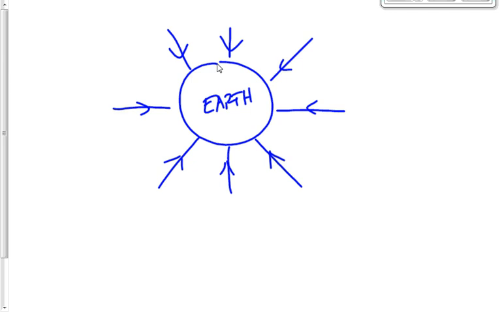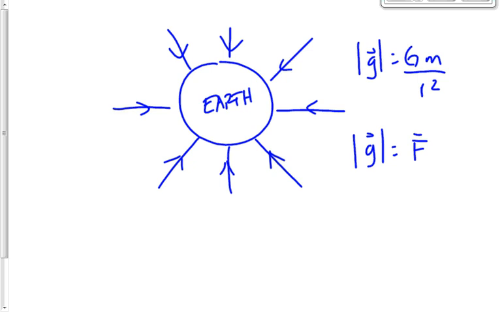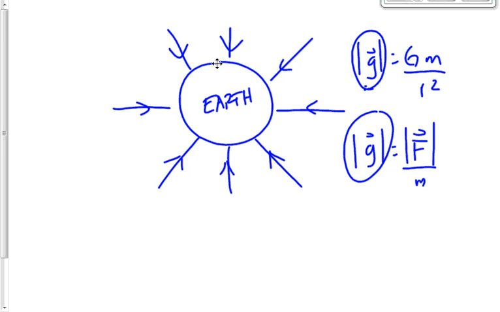Okay. Now, we introduced two equations that describe the gravitational field. The first one, little g is equal to big G times M over R squared. And the second one, little g is equal to F over M. Little g stands for the gravitational field strength. And it's going to be measured, as we said, in meters per second squared, same as acceleration due to gravity, or it can be measured in newtons per kilogram. Either one of those works. Big G is 6.67 times 10 to the minus 11.